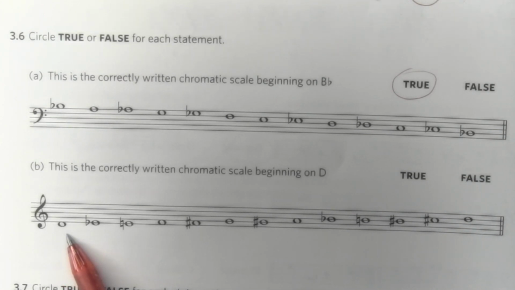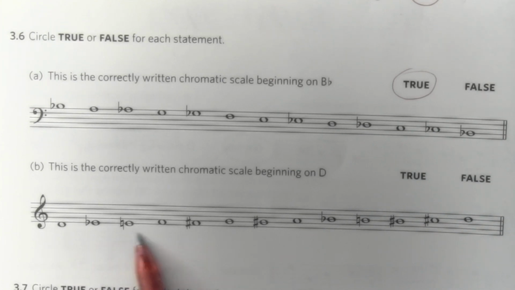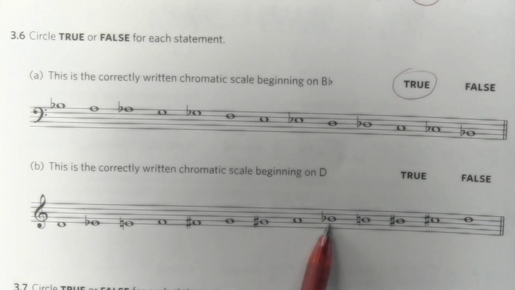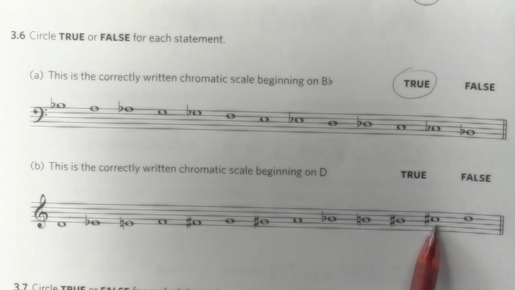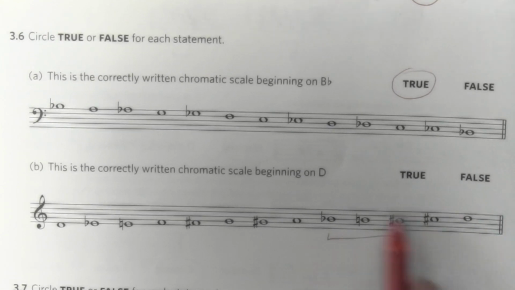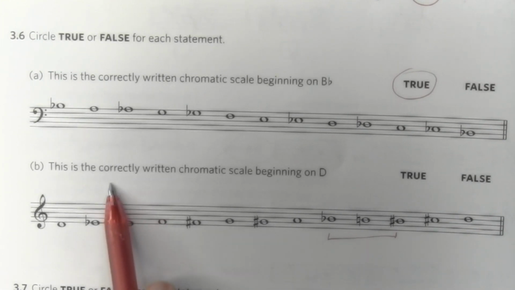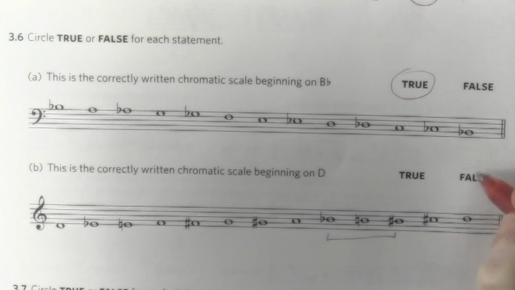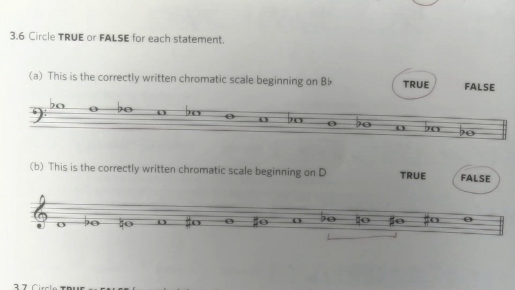Let's see. Re, Mi, Mi sharp, Fa, Fa sharp, Sol, Sol sharp, La, Si flat, Si natural, Si sharp, Do sharp, and Re. Okay. These three notes, which have the same note name but different accidentals, are usually not accepted. So I don't think this is correctly written. In the end, it is a chromatic scale, but I don't think that it is correctly written. So I would say that this is false.